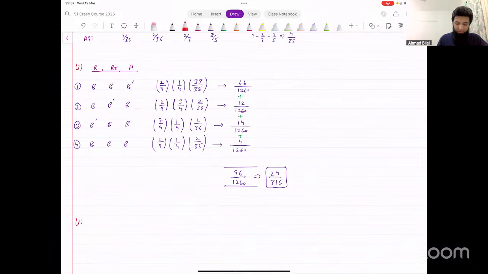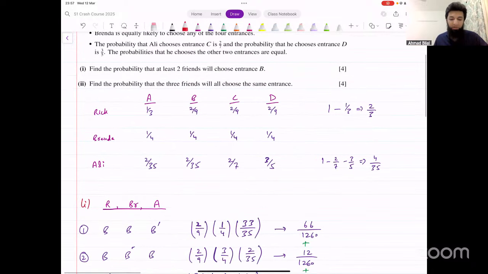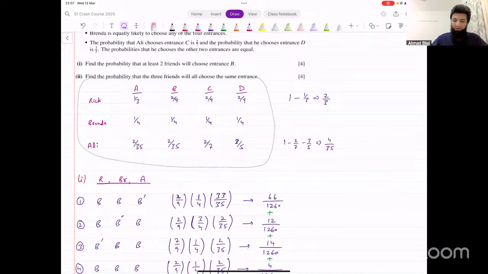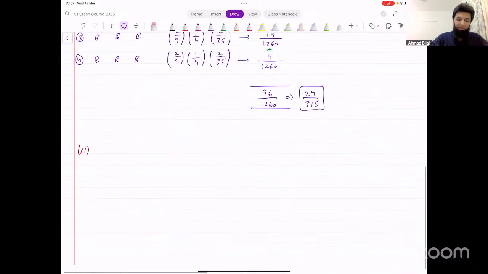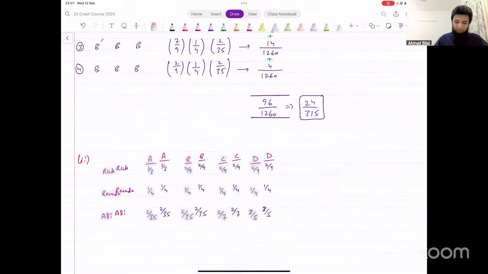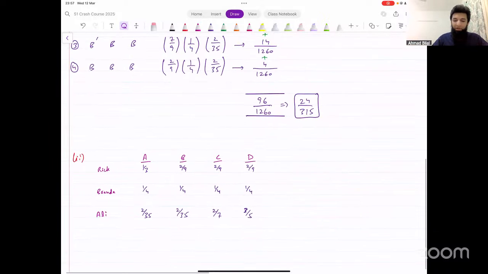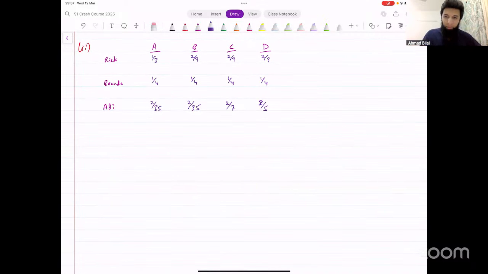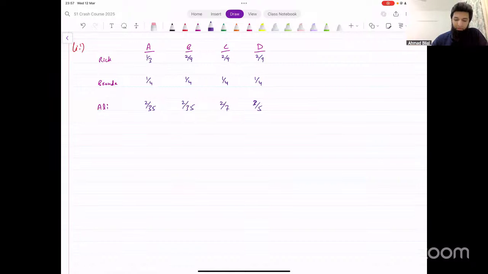Let's look at part 2 now. Part 2 says, find the probability that 3 friends will all choose the same entrance. They will all choose the same entrance. Now, let me just copy here the probabilities that we had, so we have them in front. These are their probabilities. What's the probability that all of them will choose the same entrance by coincidence? What would that be? All of them choosing the same entrance.